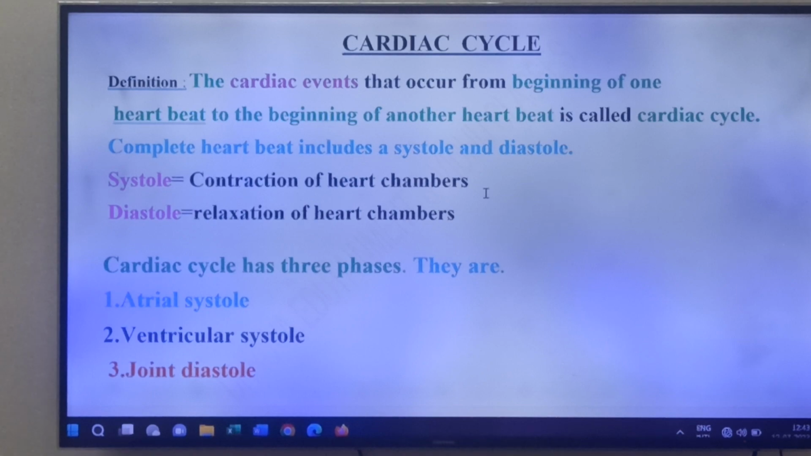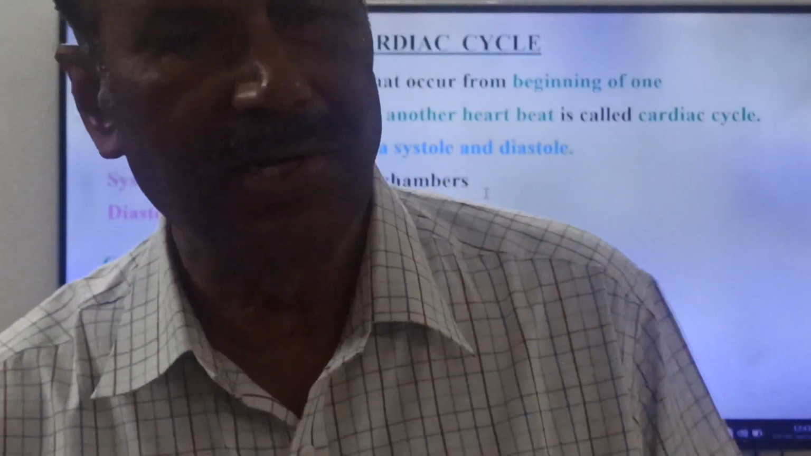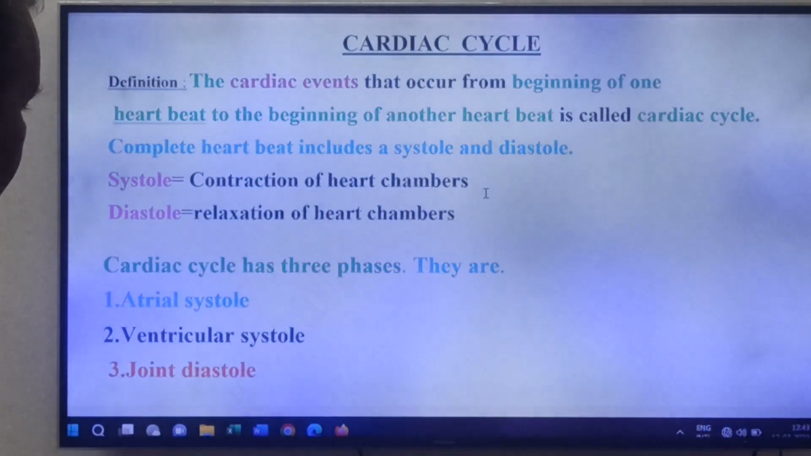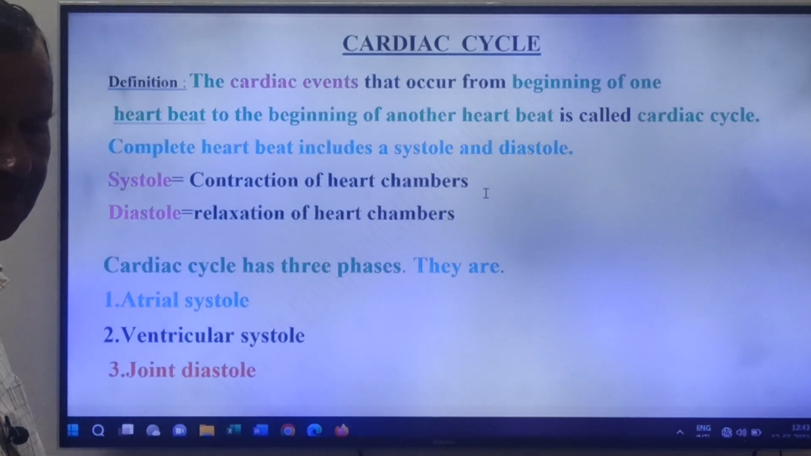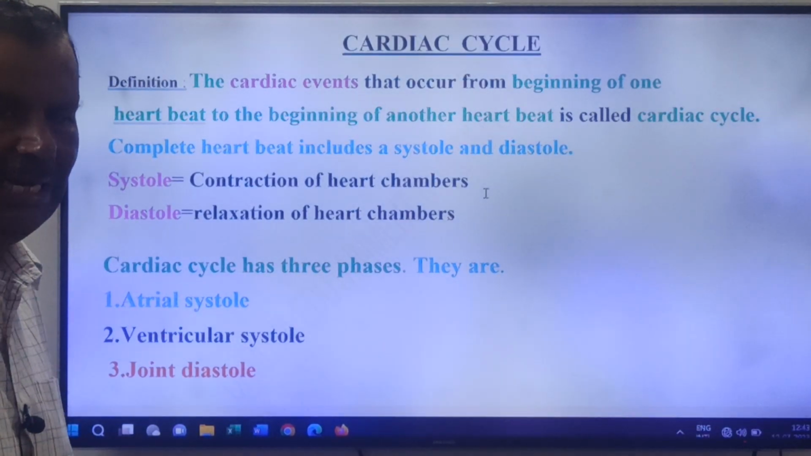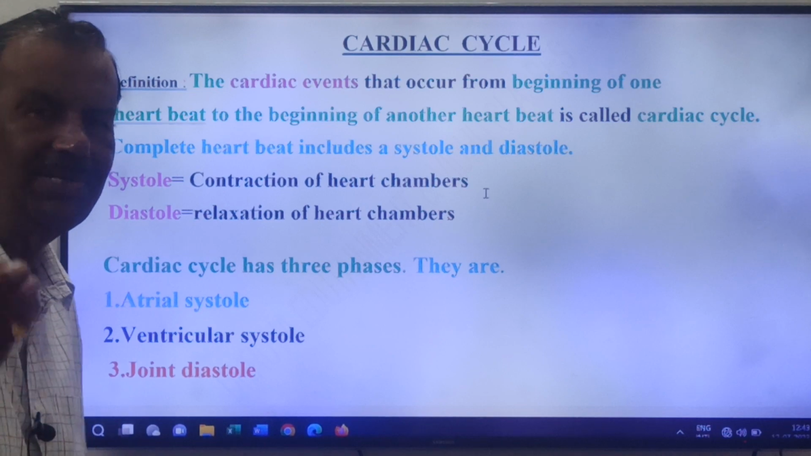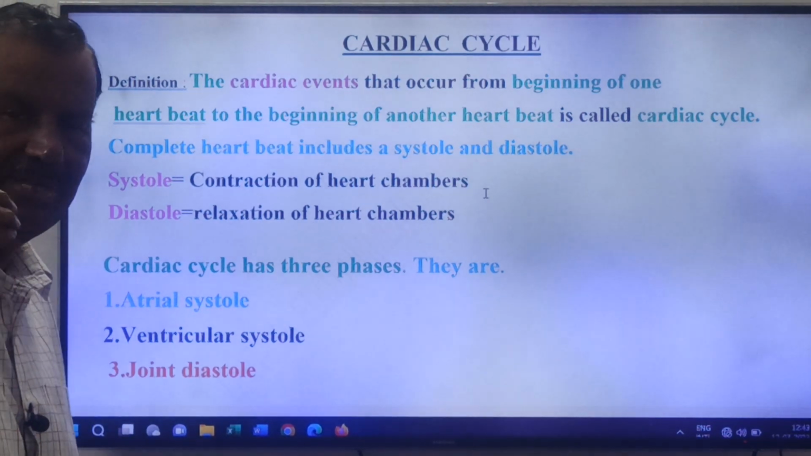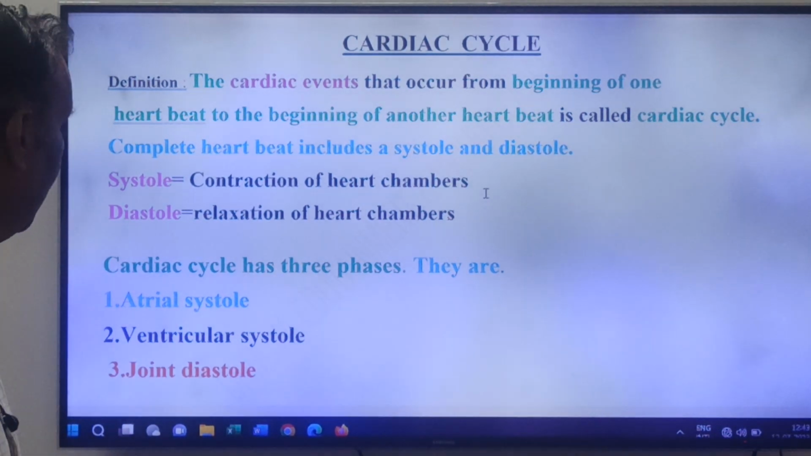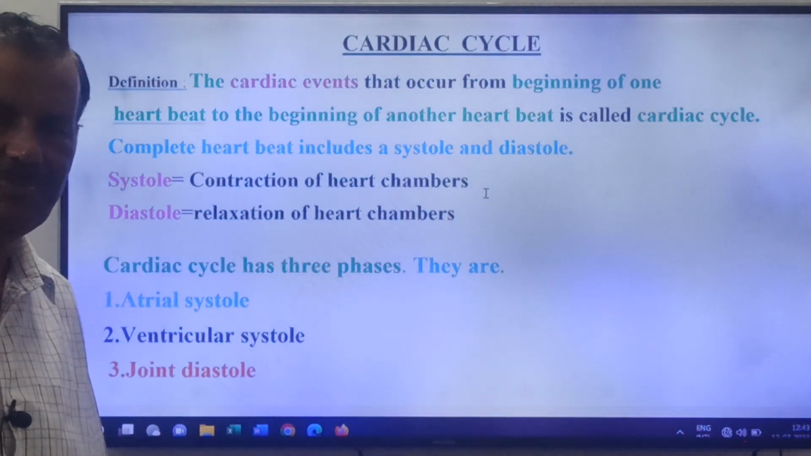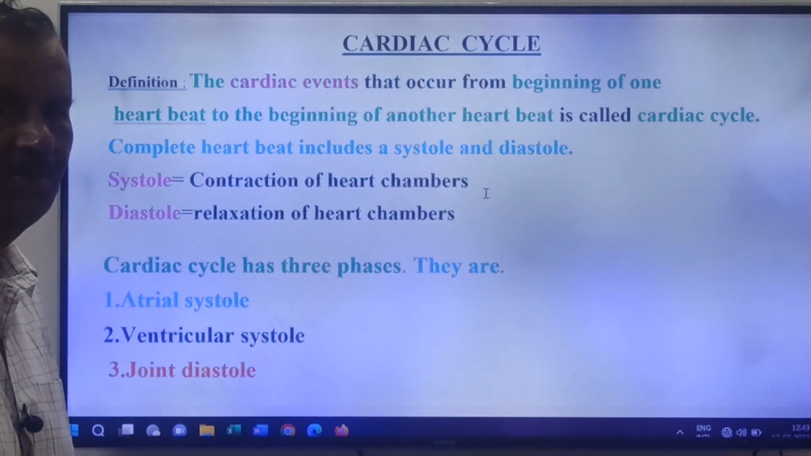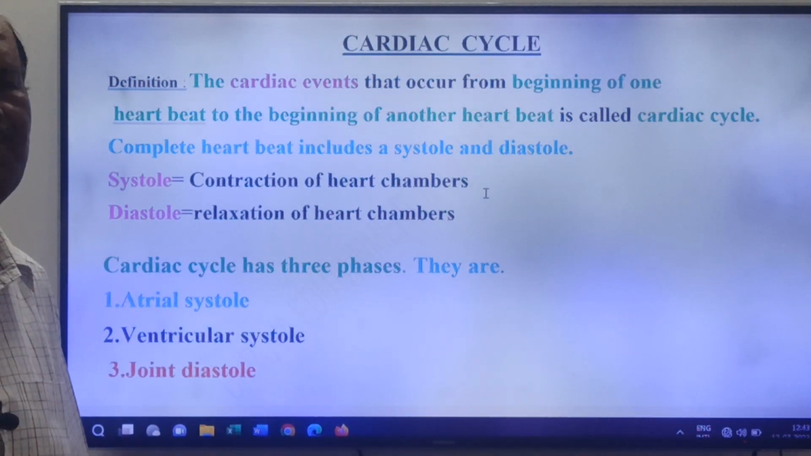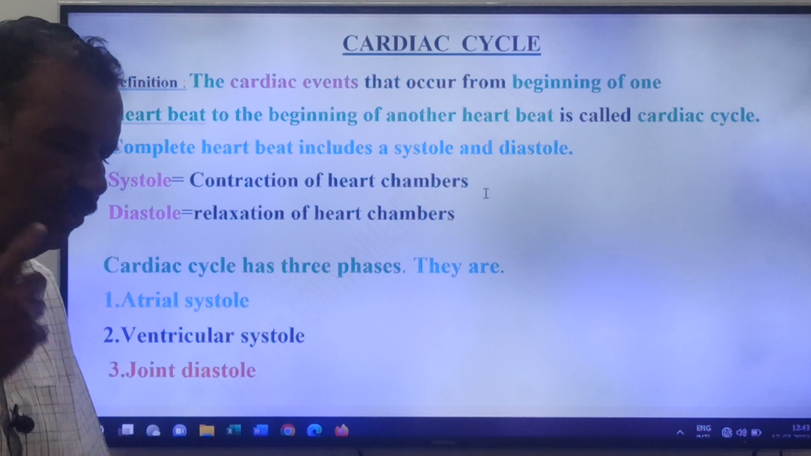See, friends, one cardiac cycle has 3 phases. What are they? Atrial systole, ventricular systole, and joint diastole. What is atrial systole? Contraction of the atria. What is ventricular systole? Contraction of the 2 ventricles, that is the left and right ventricles. What is joint diastole? Relaxation of the 4 chambers of the heart, that is 2 atria and 2 ventricles.